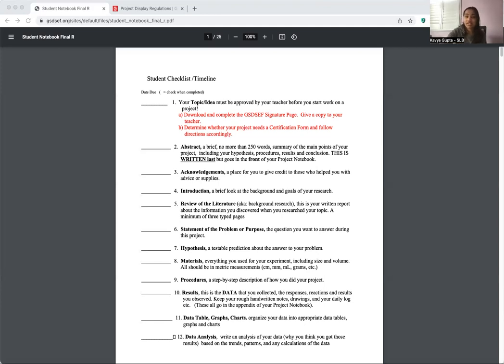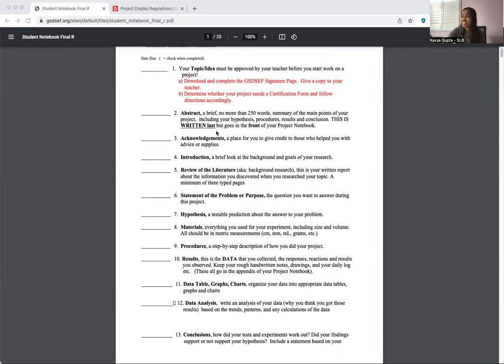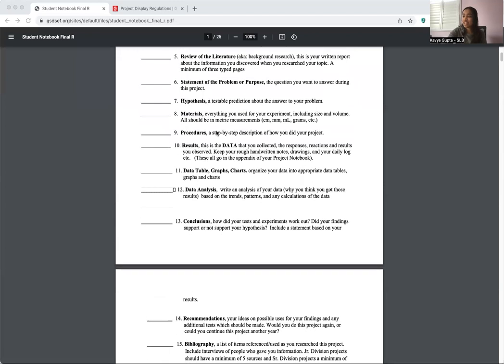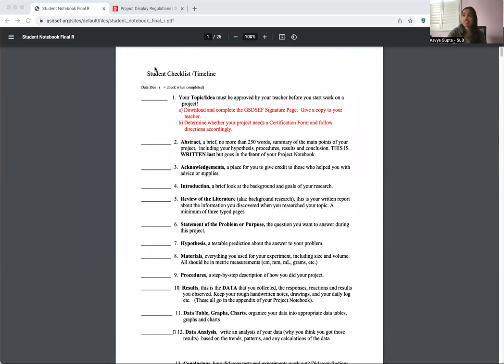So if you want to get started, I'll go to the next slide. Oh, and just before we do that, the information that we're going to be going over today is all linked on the GSDSEF.org website. So this is actually one of the files that you can find, and it's the example student notebook.